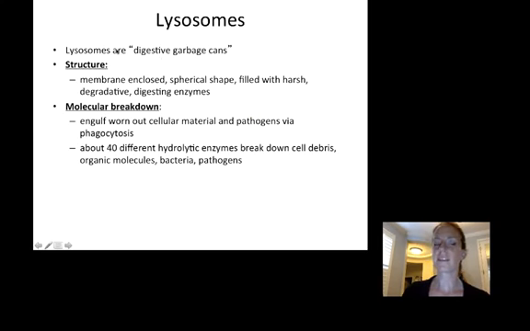One example of a specialized vesicle that contains many digesting enzymes is a lysosome. A lysosome is a large vesicle that is spherical in shape, and it's filled with harsh degradative digesting enzymes. It's enclosed in a membrane like any vesicle is, but it's much larger than your typical vesicle.